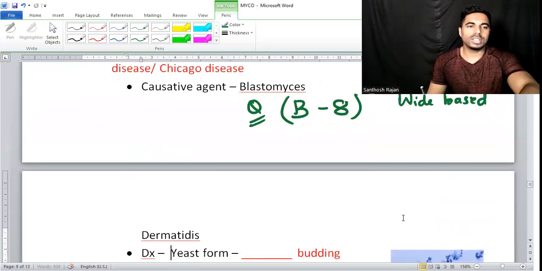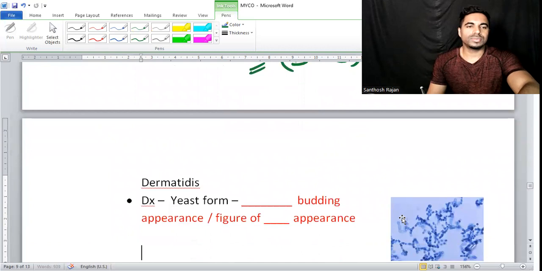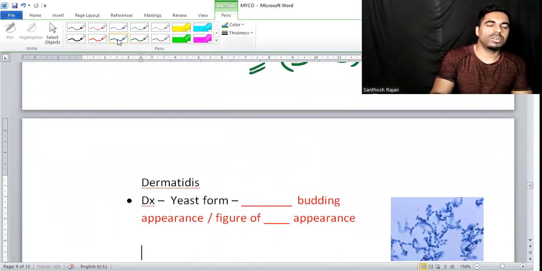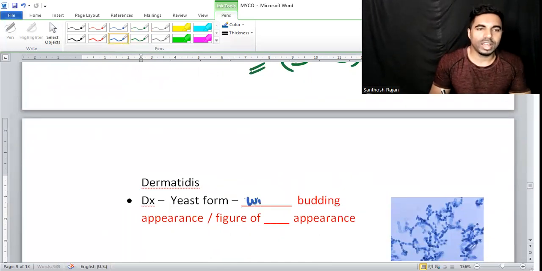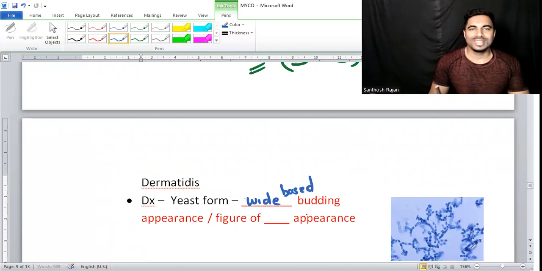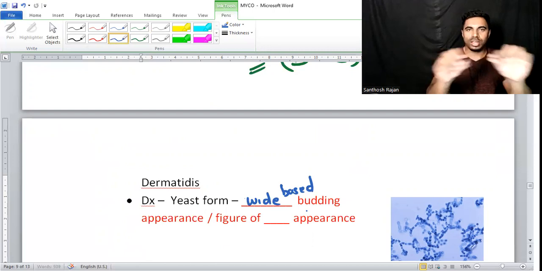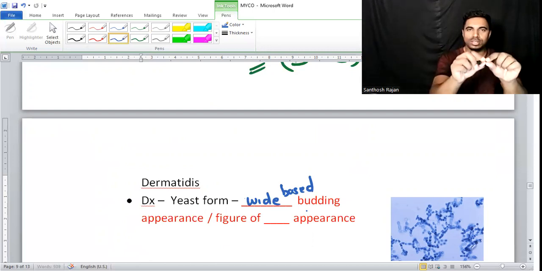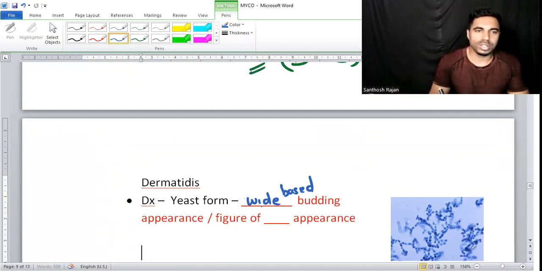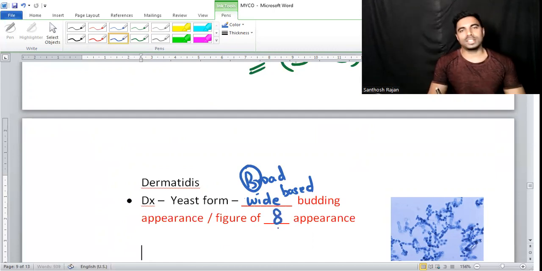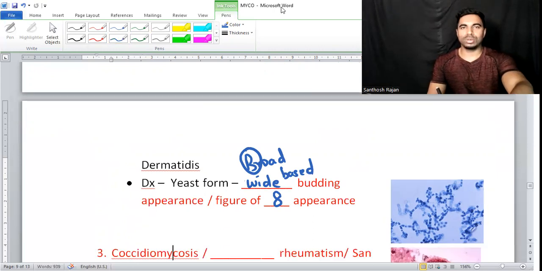So it is broad or wide-based budding. That is narrow, histo is narrow. Here it is broad, broad or wide, whatever you can say. Broad is for blastomycosis, B for B. Broad-based or wide-based, and the figure of 8 appearance. That's it, this is the question. You will remember that easily, so no doubt in it.